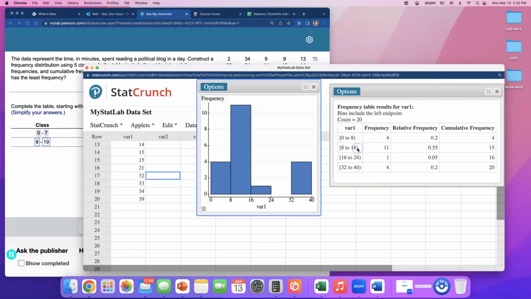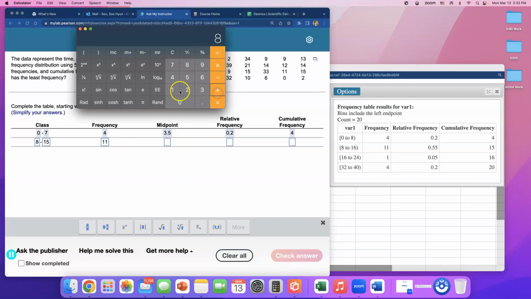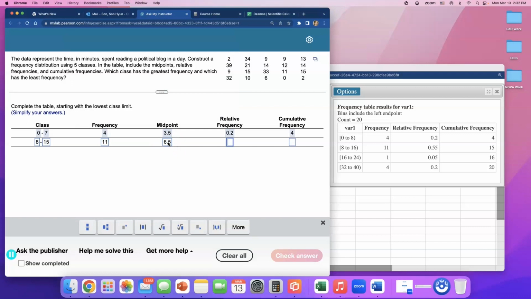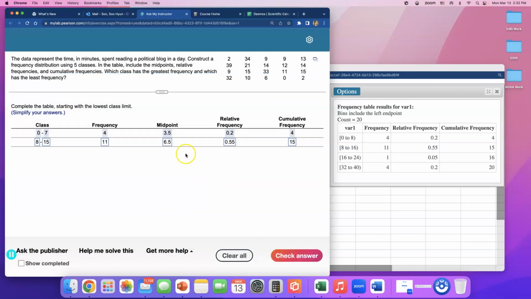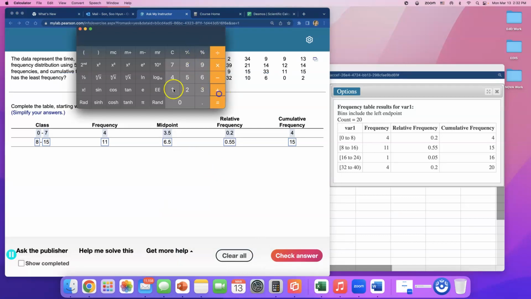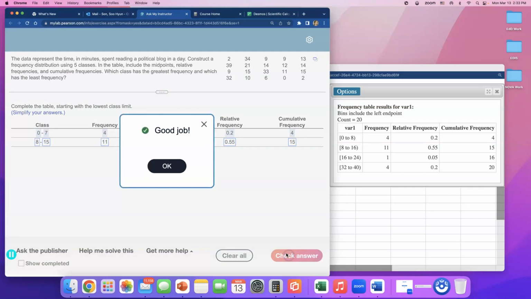Next, the next one starts from 8 and it goes up to 16 with the parenthesis, right? That means it only goes up to 15. It doesn't touch 16, it only goes up to 15. Frequency is 11, and if I want to find the midpoint, I do 8 plus 15, and I have to divide that by 2. Relative frequency is 0.55. Cumulative frequency is 15. Let me try again. 8 plus 15 divided by 2, 11.5. I have a typo.